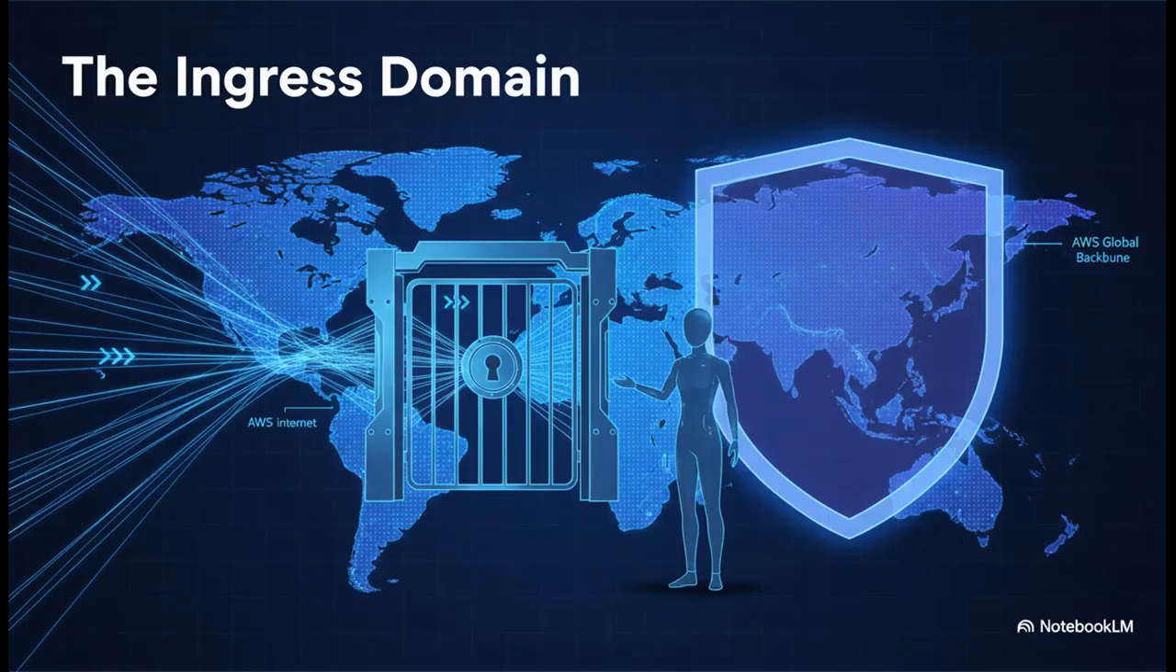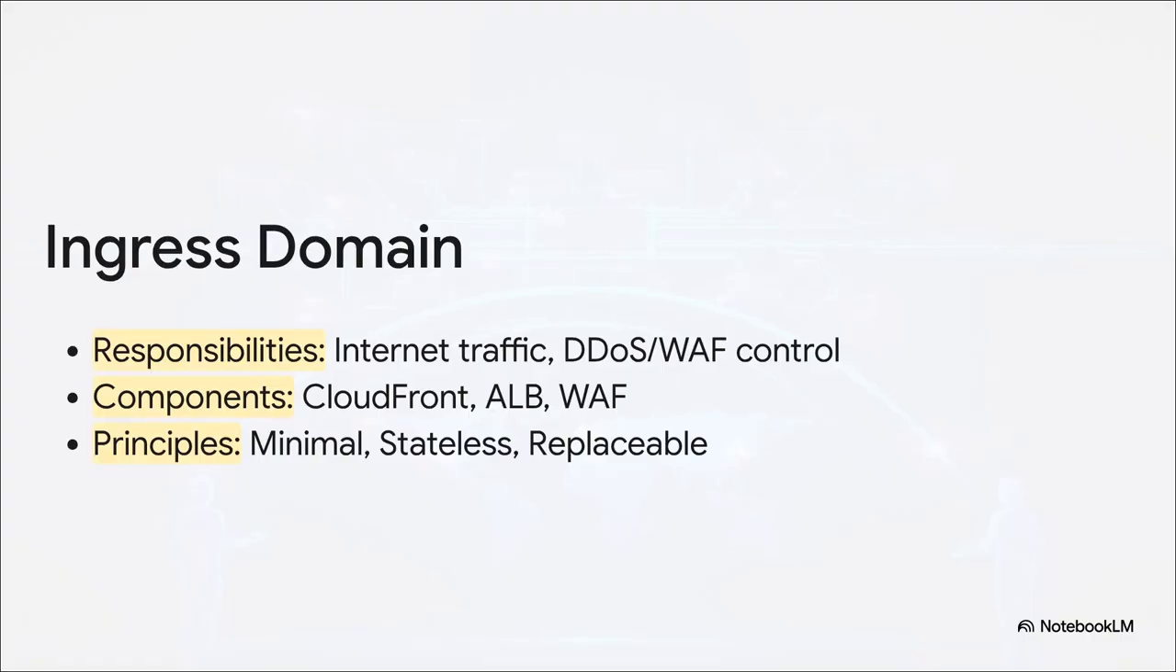First up is the Ingress Domain. This is the front door to your entire cloud environment. Its one and only purpose is to handle every single bit of traffic coming in from the public internet. Its responsibilities are crystal clear: filter and route that internet-facing traffic, and provide that first line of defense with services like AWS WAF for application attacks and Shield for DDoS protection.